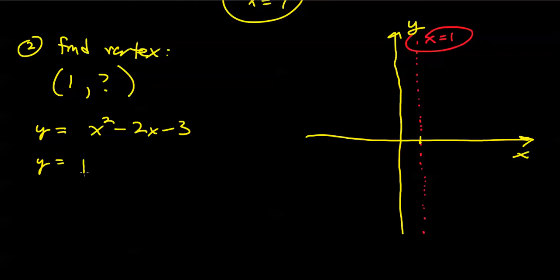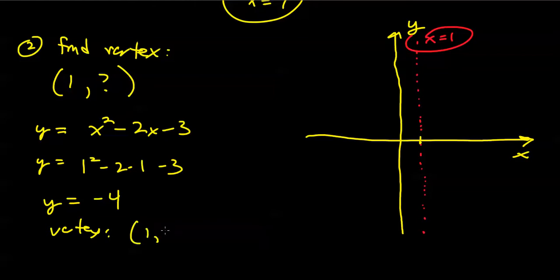So I do y equals 1 squared minus 2 times 1 minus 3. 1 squared is 1. 1 minus 2 times 1 is minus 2. And 1 minus 2 is negative 1. And negative 1 minus 3 is minus 4. Alright, so please convince yourselves that when x is 1, y is minus 4. So my vertex is going to have the coordinates 1, comma, minus 4.